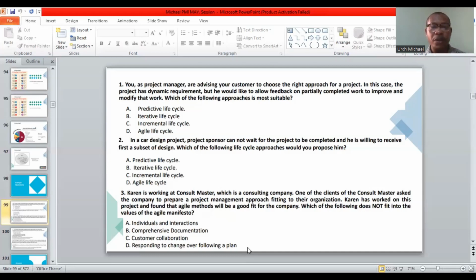So going back to the question, they say, which of the following does NOT fit into the values of the Agile Manifesto? So obviously, the answer is B. Answer B is the right option. Comprehensive documentation is not part of the Agile methodology. All right, let's go to the next set of questions.